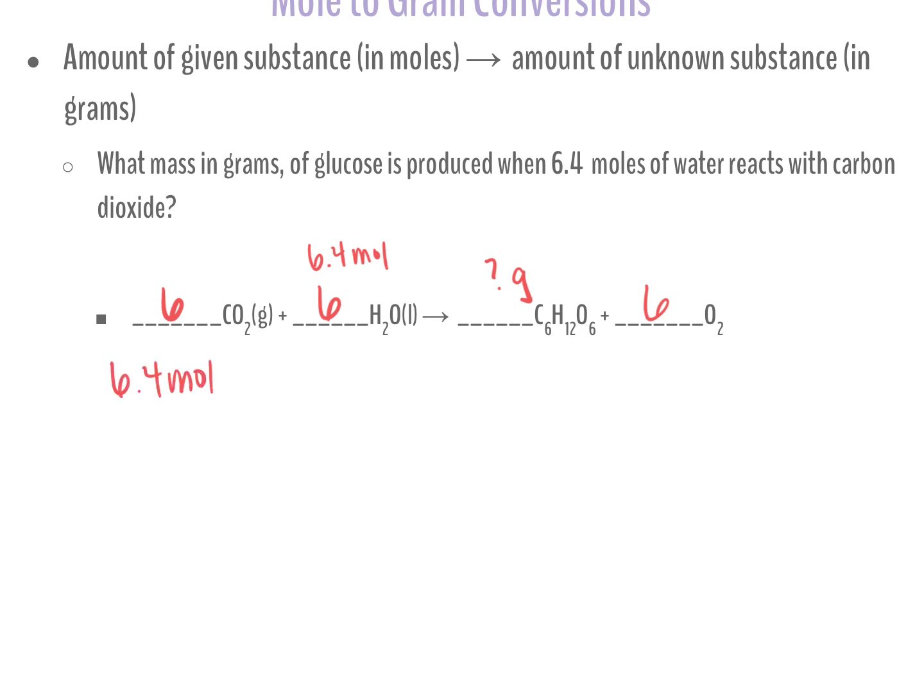6.4 moles of water. Do I need to bother putting in like the liquid or gas? No, I don't, right? That's not changing my calculations at all. So my goal is to go from moles of water to grams of glucose. Are we understanding that process? What has to go here? Moles of water. And what has to go here? Not carbon dioxide, because that's not part of my reaction. That's not part of my problem. I'm only focused in on these two, right?